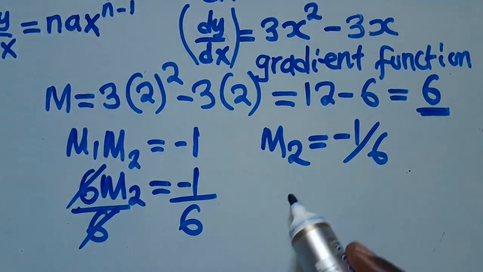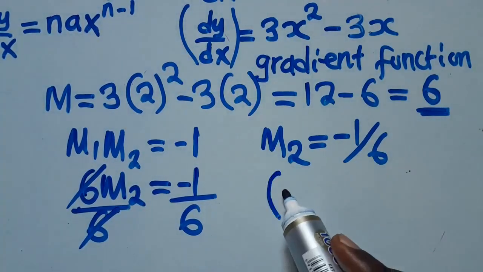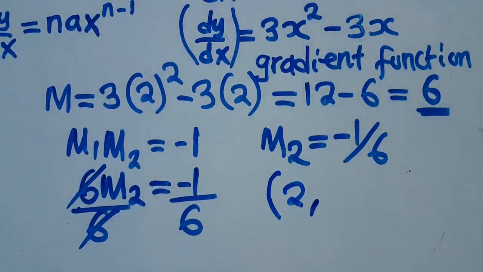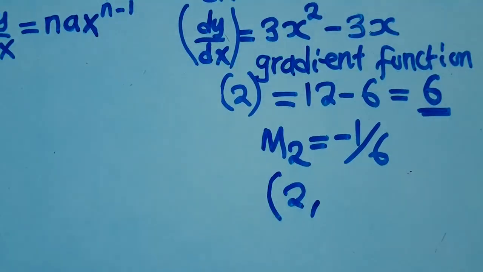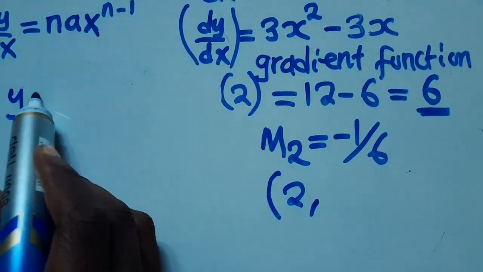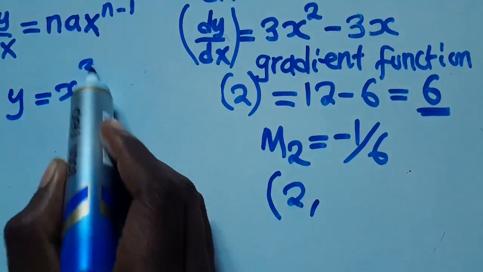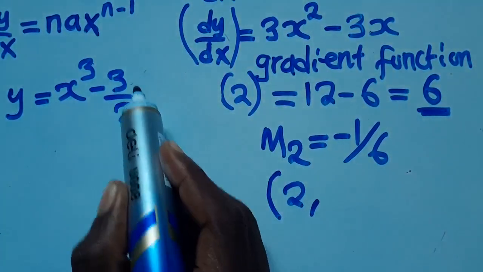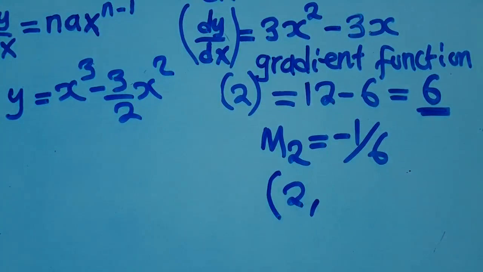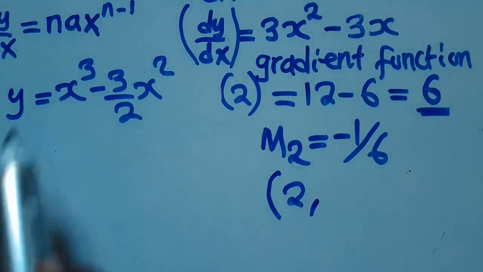So if I ask you, do you have a coordinate? From a coordinate, you only have the coordinate for x, which is 2. You need to find the other coordinate for y before you write the general equation of a straight line. So how can you find the value of y? You get the original equation which was given. The original equation was y is equal to x cubed minus 3/2 x squared. This is what you were given. Where there is the x, you put 2 so that you find the value of y.